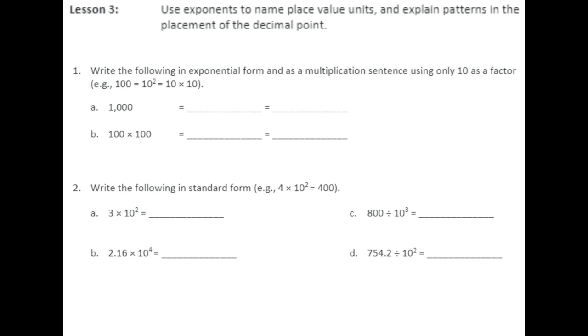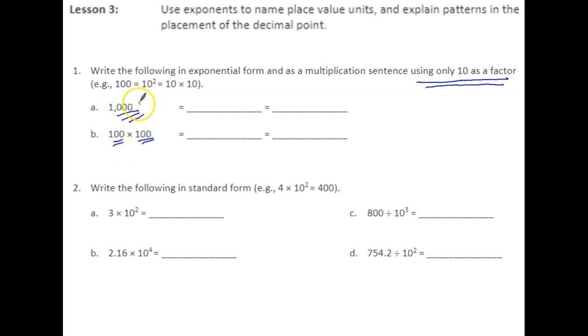Lesson 3 says we're going to use exponents to name place value units and explain patterns in the placement of the decimal point. So this is key to understanding and making this a little more easy to do. So now we say, write the following in exponential form and as a multiplication sentence using only 10 as a factor. So we can only use 10 as a factor. They give us an example. 100 is equal to 10 to the second power, which equals 10 times 10. Same thing.